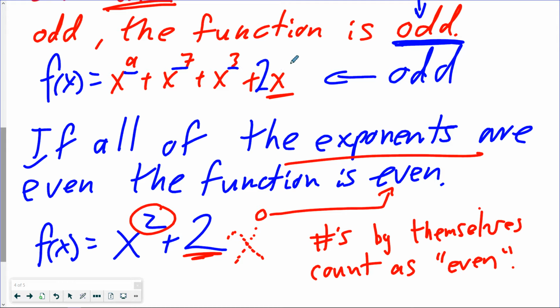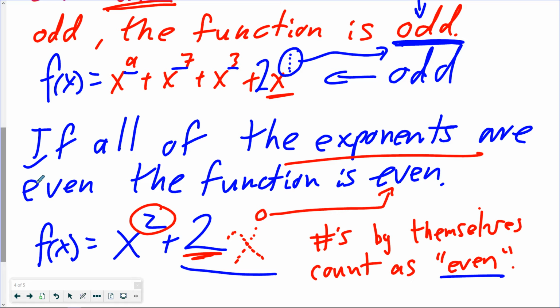Okay. So if all of our exponents are even, it's an even function. If all of our exponents are odd, it's an odd function. Remember, numbers by themselves count as even. If we have a variable without an exponent, it's the invisible 1. Okay, so let's go look at our functions and try and figure out, are these even or odd?